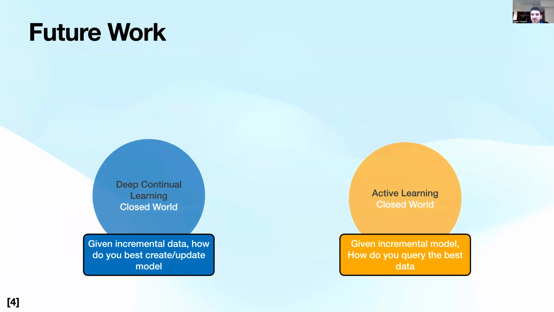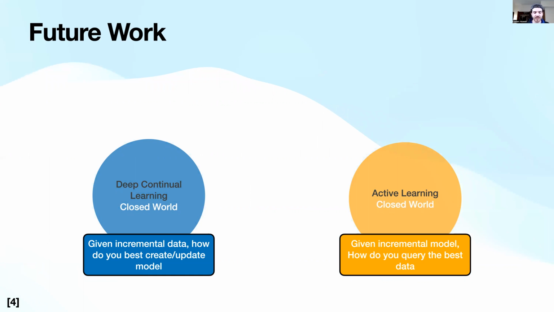All right, so future work. The problem with continual learning right now is that it's a closed world problem. Now, a survey from 2023 by Munt argued that the continual learning problem is too narrow. Right now it's not what it should be. Really, it should be a superset, and it should encompass a different domain of problem called active learning.